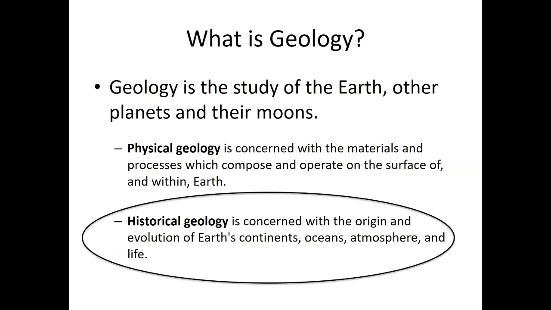Historical geology, on the other hand, takes a basic knowledge of physical geology, how the Earth works, and it uses that knowledge and applies it to observations that we make, different rocks, different fossils, and so forth that we find, to come to conclusions about what happened in Earth's past. So it's an historical science, historical geology, where we try to reconstruct or put together a narrative of past events.